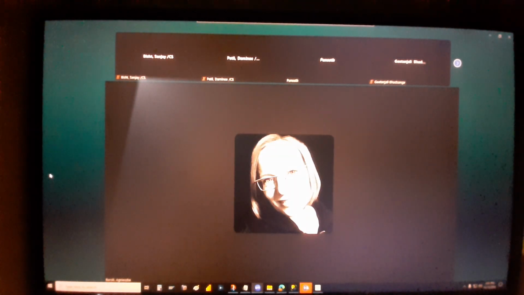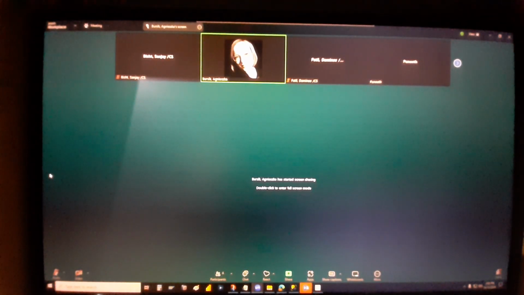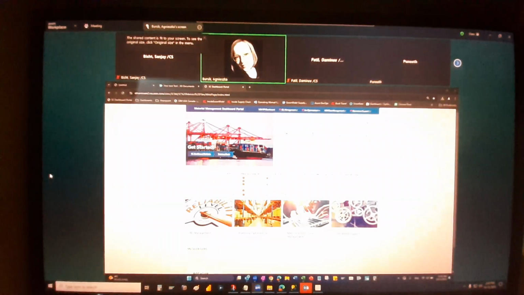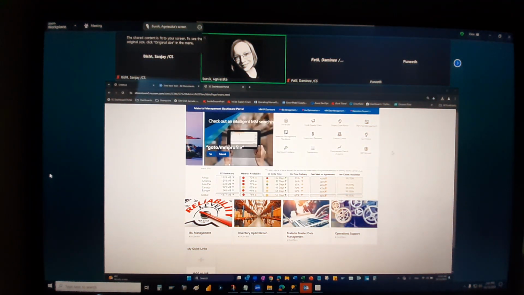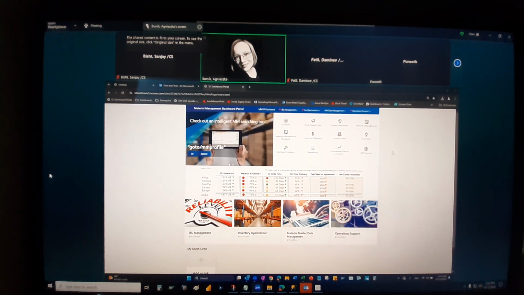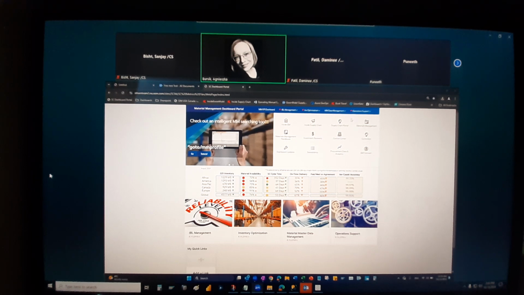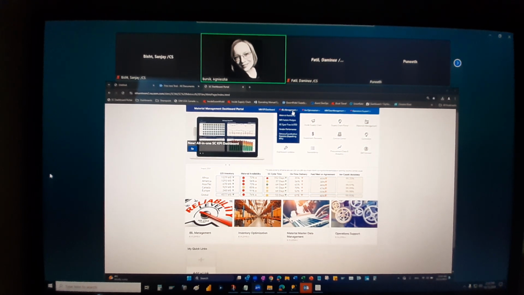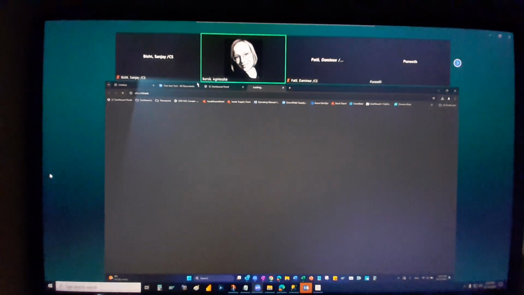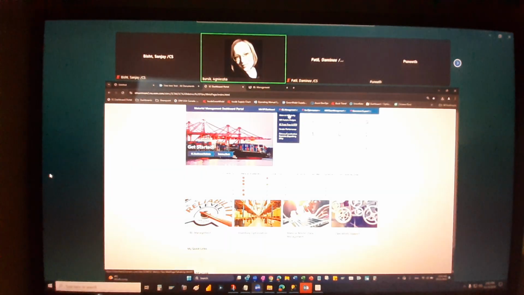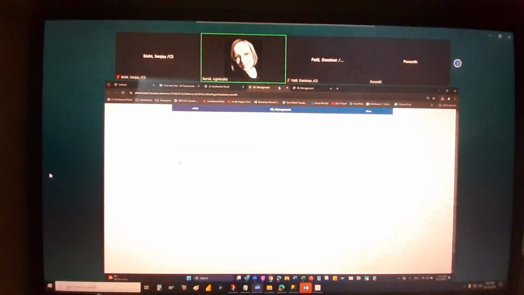Sure, I can. Let me share my screen. So this is our portal where we have all our dashboards, and the first one that Karen mentioned is the cycle time and on-time delivery and vendor performance. Let me open these two in separate windows.